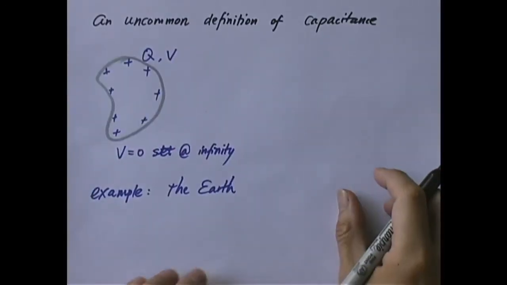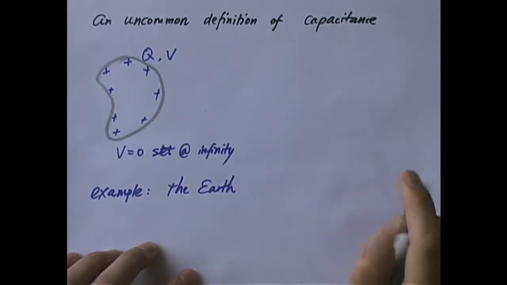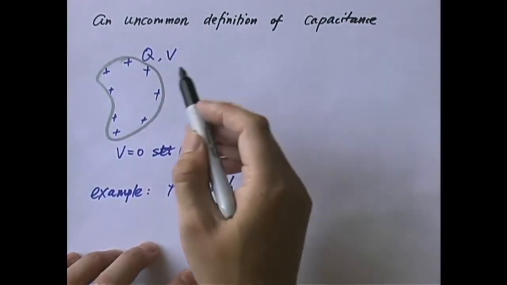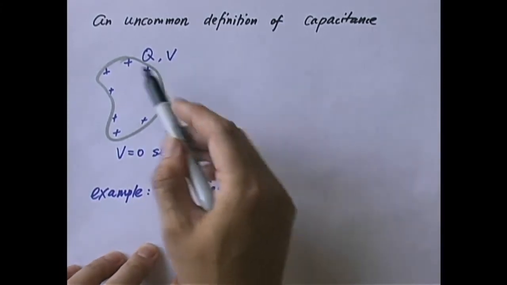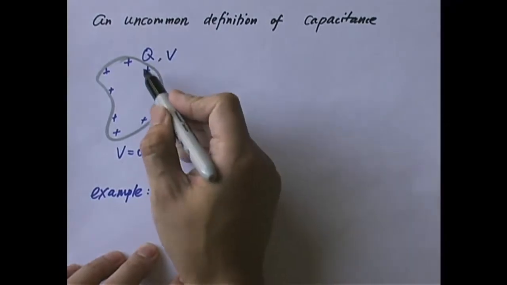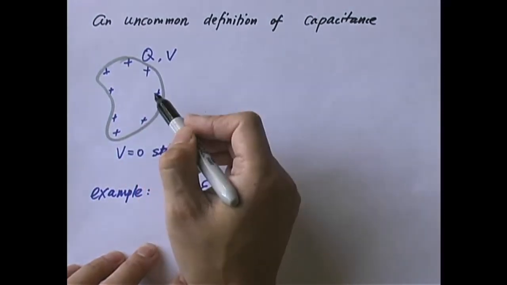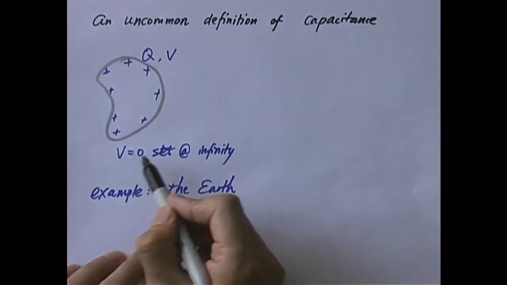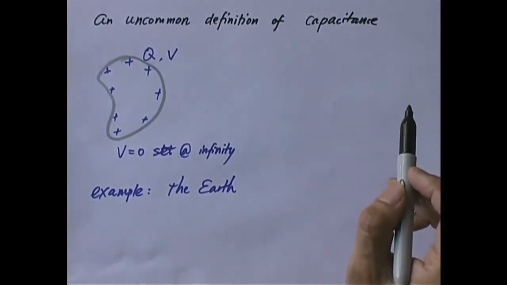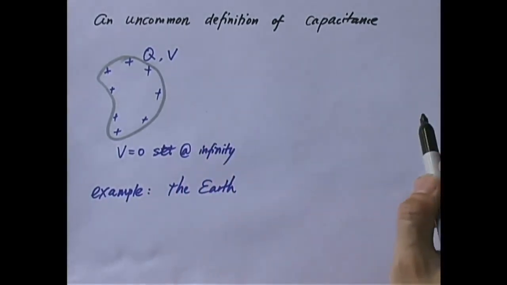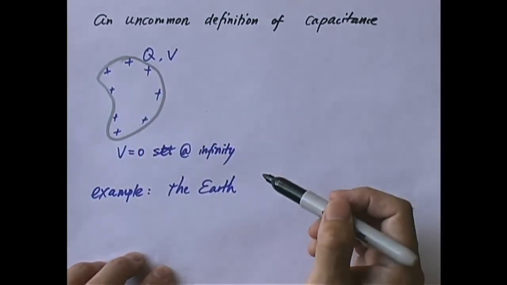Okay, let's be more elaborate on the definition of capacitance. It turns out there are two definitions. The first one is an uncommon definition. It involves a single piece of conductor, say a piece of metal, nothing else, just a single piece. And we put some charge Q on it. As a result, there is a potential produced on this piece of metal. By definition, I'm setting V equal to 0 at infinity far away. So imagine there's an isolated piece of conductor. I put some charge on it, and using V equal to 0 at infinity, there is a certain amount of potential set up on this piece of metal.